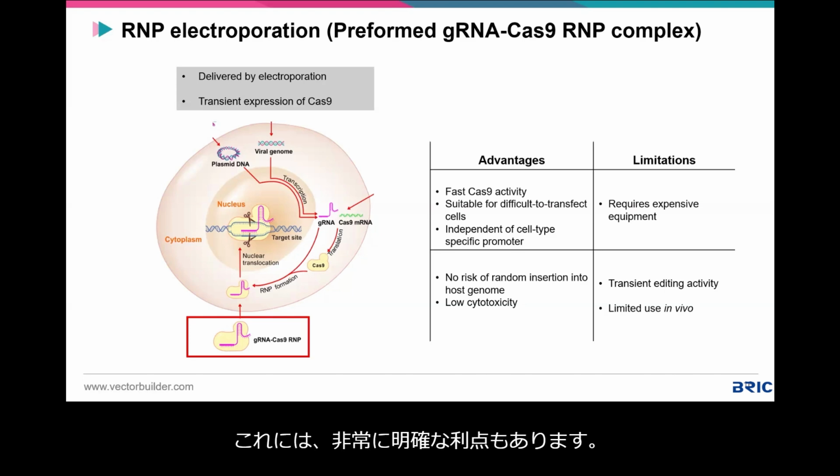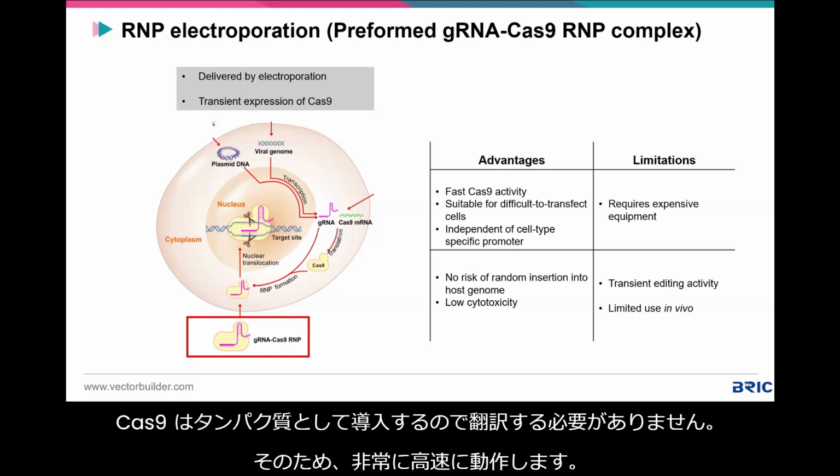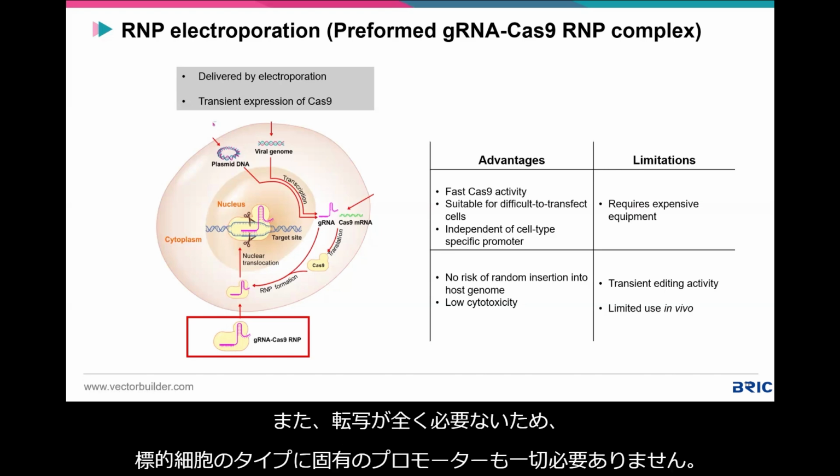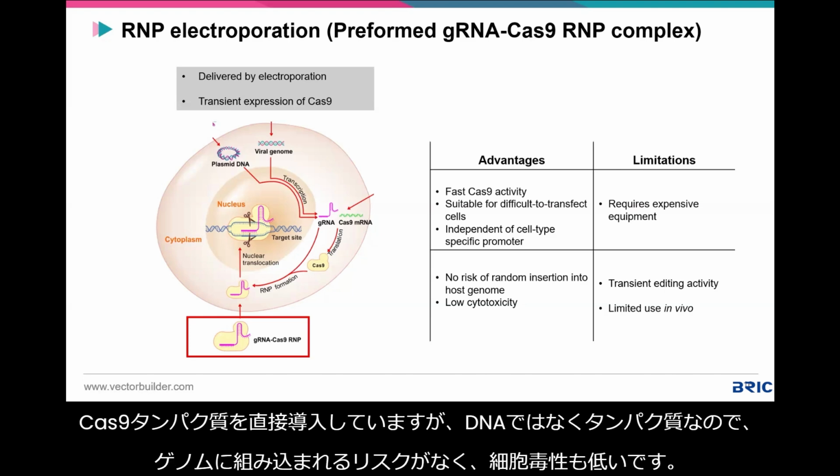And this also has some very distinct advantages. Cas9 doesn't have to be translated. It's already a protein, so very, very fast activity. And it's suitable for difficult to transfect cells. And it does not require any kind of cell type specific promoter because there is no transcription necessary here at all. We are directly introducing the Cas9 protein. And because it's a protein, not DNA, there is no risk of integration into the genome, and there is also low cytotoxicity.